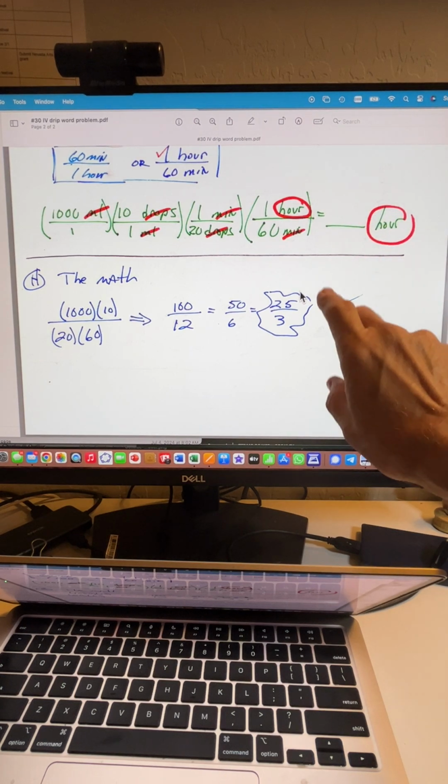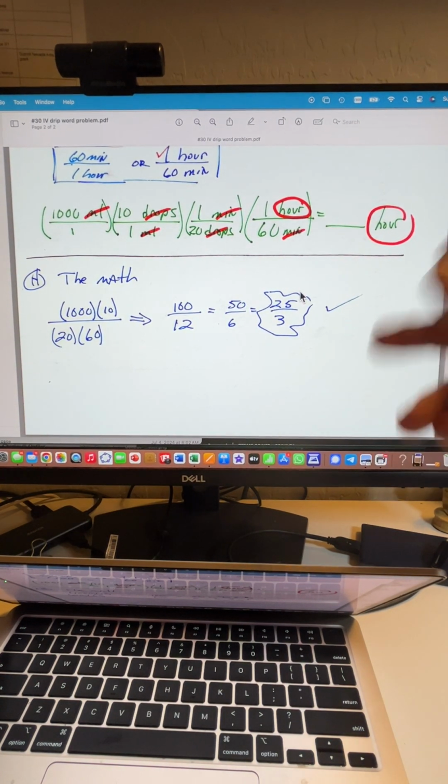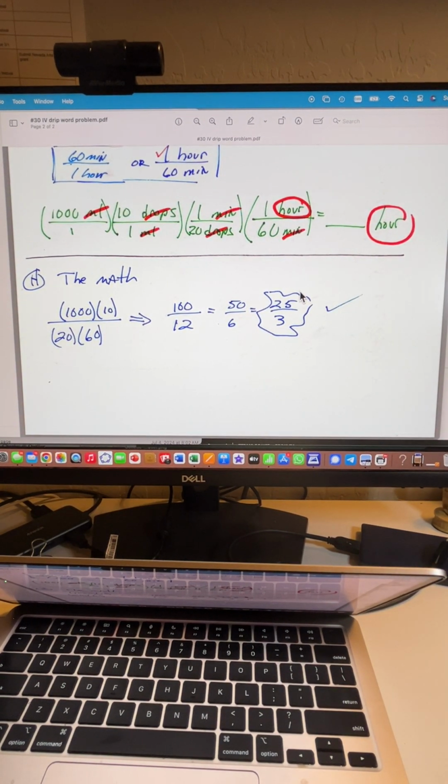So like I said, if you like this handout, print it out in color. It's 2 pages, but you'll get every single problem in this class if you memorize that method.